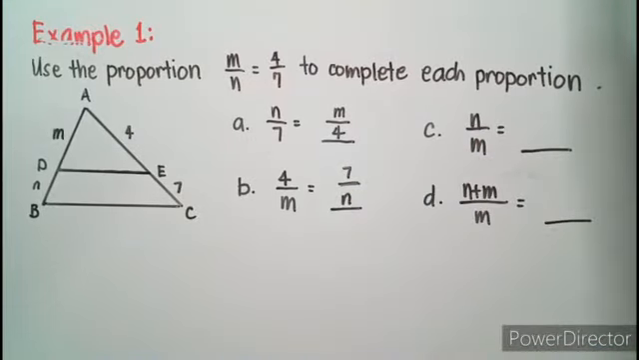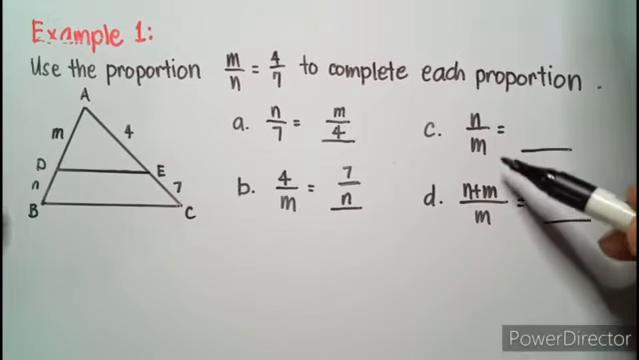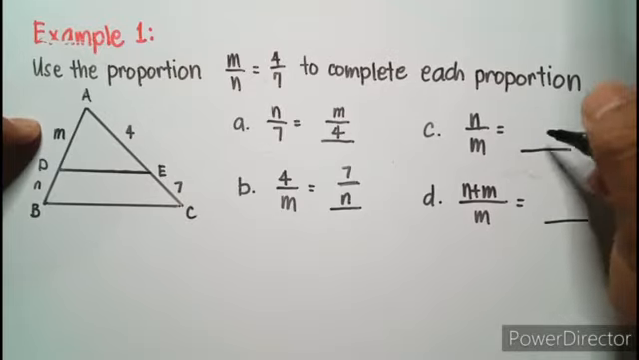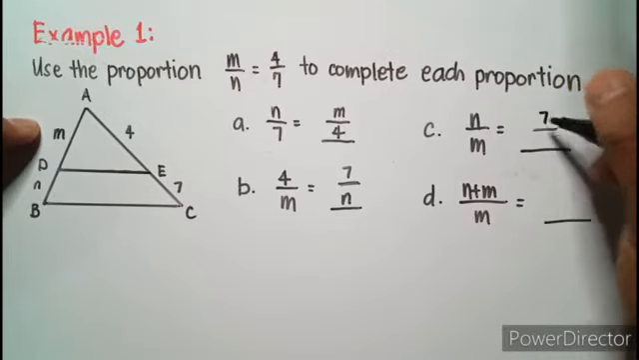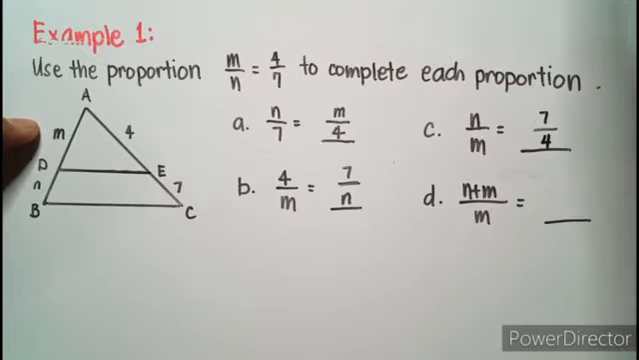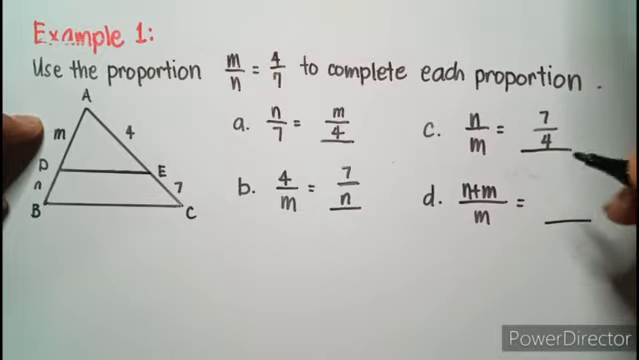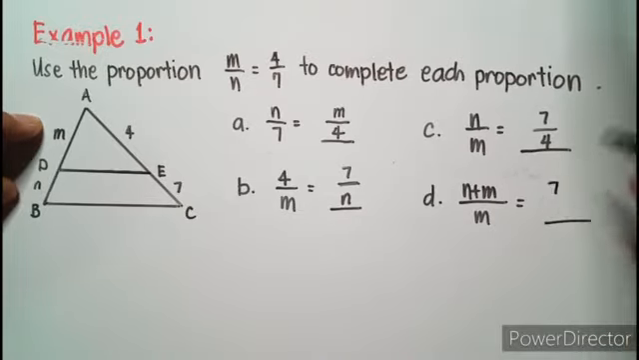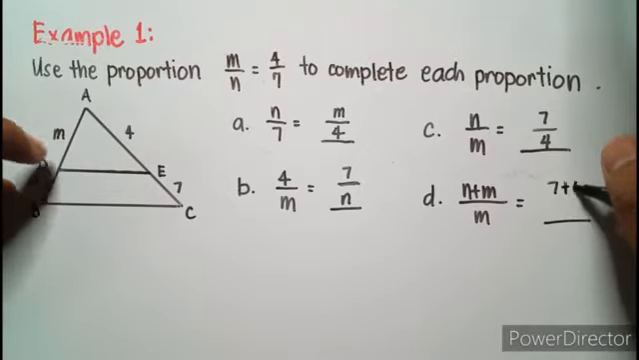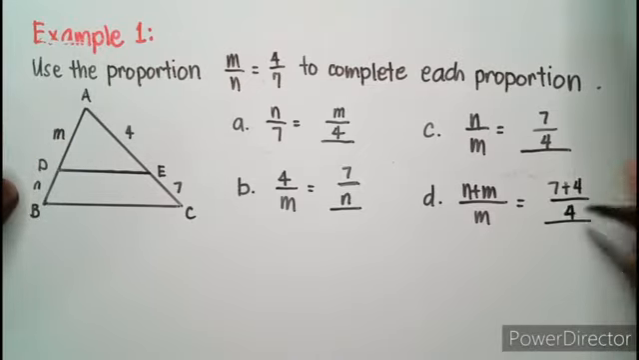Okay? Then, letter C, that is n over m. N over m, so that will become 7 over 4. Then, for letter D, we have n plus m over m, so that will become 7 plus 4 over 4. So, simplifying this, that will become 11 over 4.